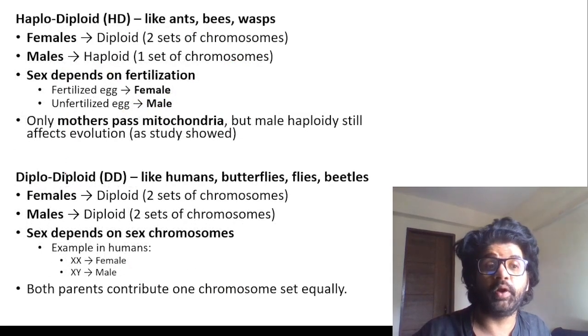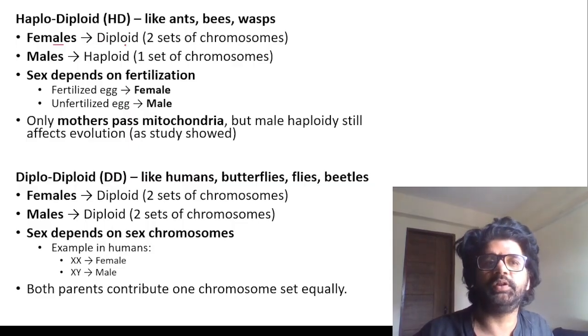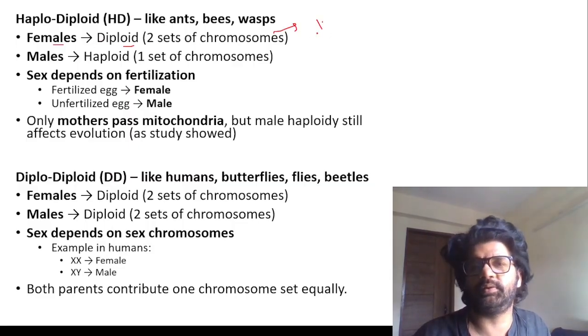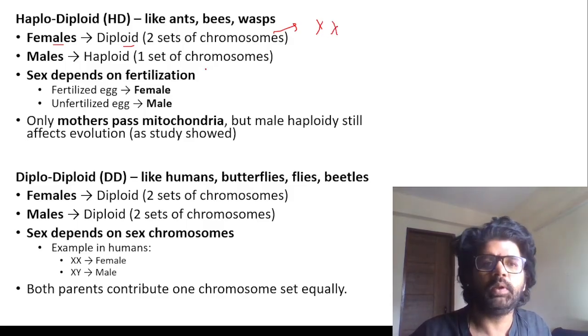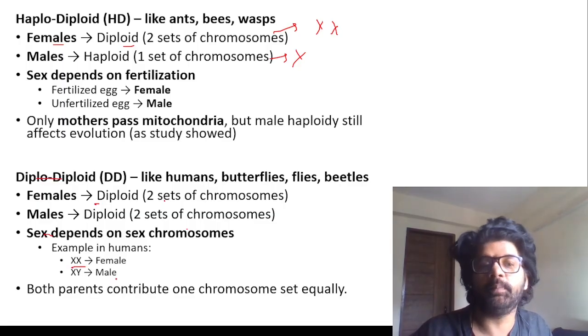Now haplodiploid and diplodiploid. Again, now we are going into the tricky areas. Females have two sets of chromosomes, let's take them as XX. Males have one set of chromosome, let's say it is Y. That is in haplodiploid. We humans are diplodiploid. Female has two sets of chromosomes, male has two sets of chromosomes, female XX, male XY.